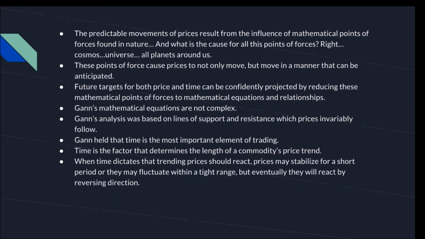The predictable movements of price result from the influence of mathematical points of forces around nature. And what is the cause of all these points of forces? A cosmos, the universe, all the planets around us. Time is a factor that determines the length of a commodity's price trend. Time dictates that trending prices should react. Prices may stabilize for a short period of time and may fluctuate within a tight range, but eventually they will react by reversing direction.